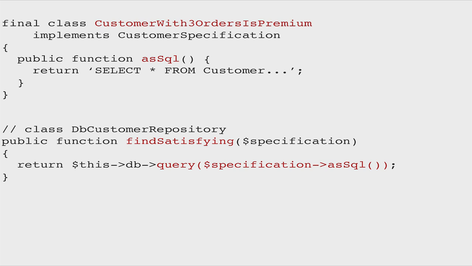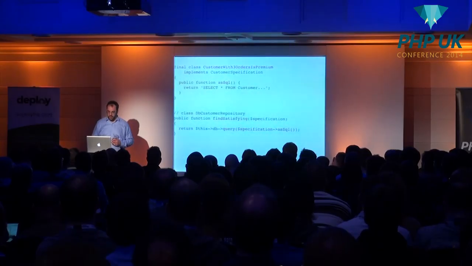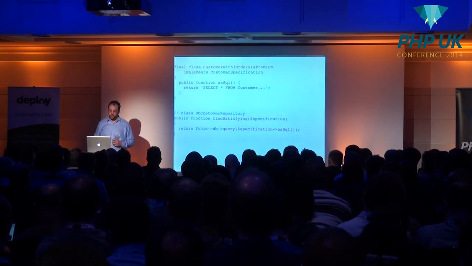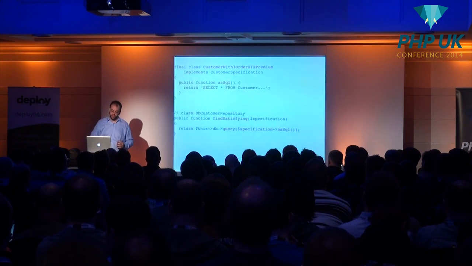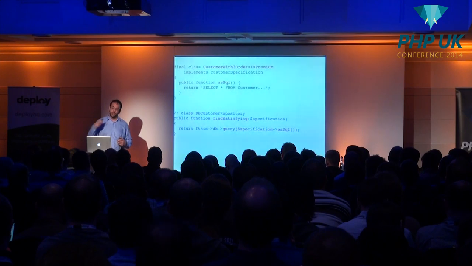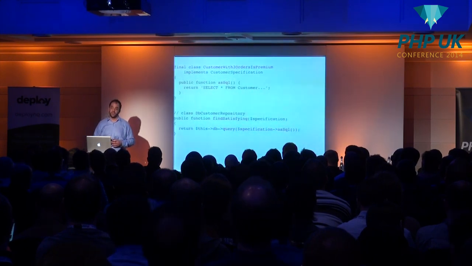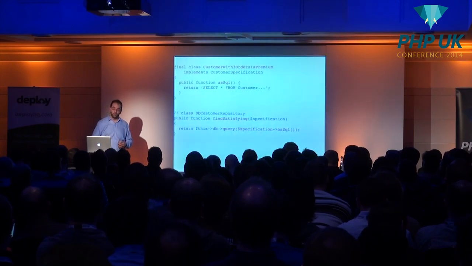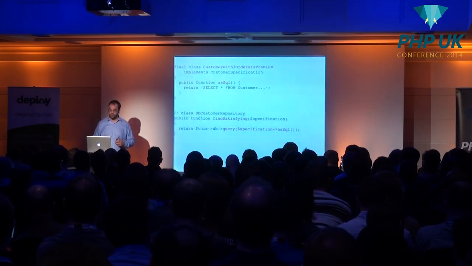So how to read this? It's this customer with three orders as premium object. You can now cast it to a query. And the way it works in the repository is that this find satisfying method that we did earlier with the naive array filter now queries using the SQL representation of this specification object, of this business rule. And it could be SQL, it could be DQL if you use Doctrine, could be something else.